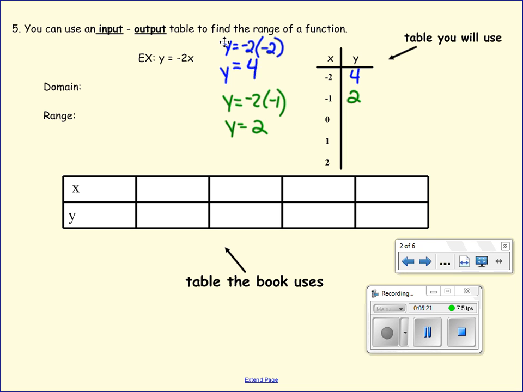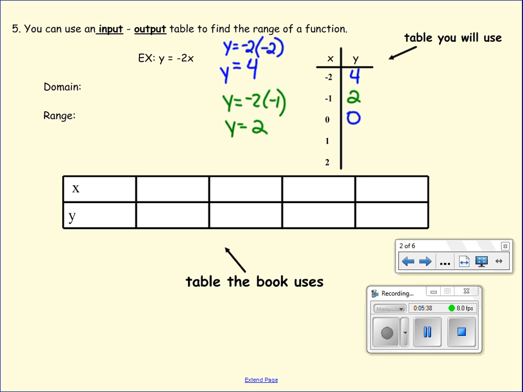Hopefully the next one you can do in your head. If you have a domain or an input of 0, y is going to equal 0 because -2 times 0 is 0. So our range or our output would be a 0.